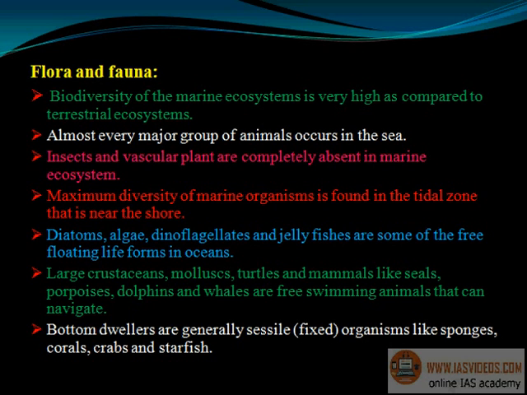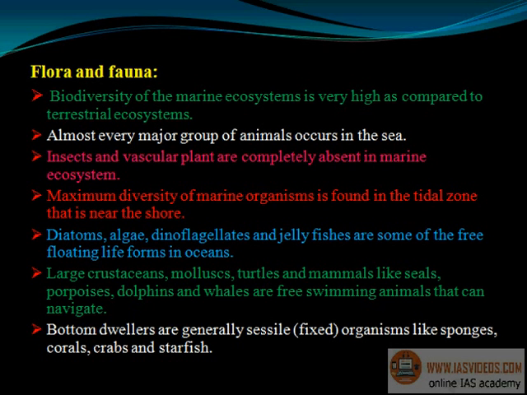Almost every major group of animals occurs in the sea. Insects and vascular plants are completely absent in marine ecosystem. Maximum diversity of marine organisms is found in the tidal zone that is near the shore. Diatoms, algae, dinoflagellates and jellyfishes are some of the free-floating life forms in oceans. Large crustaceans, mollusks, turtles and mammals like seals, porpoises, dolphins and whales are free-swimming animals that can navigate.